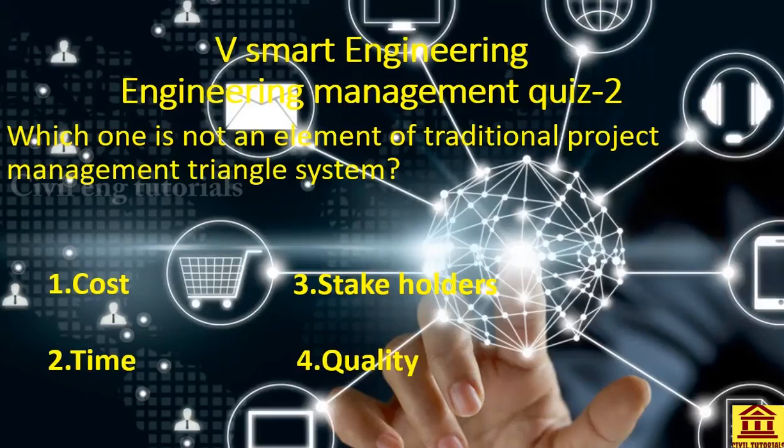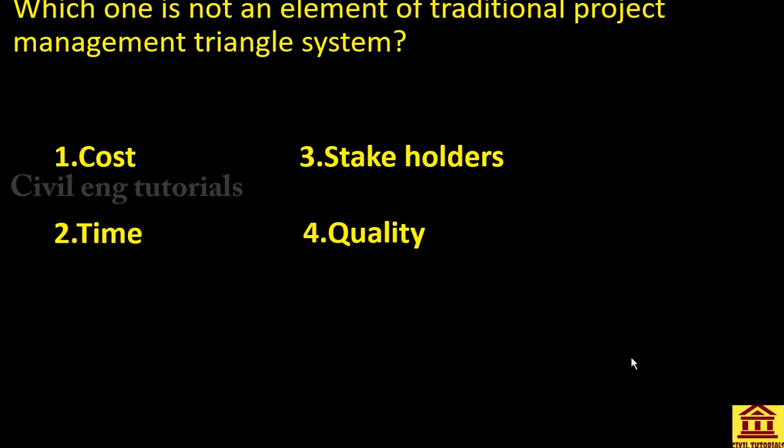So here is our second problem. Which one is not an element of the traditional project management triangle system? Let's go for our problem. In the traditional project management system, there are 3 management areas. So we can draw that triangle. It looks like this. Here's our triangle. It has 3 corners. In these 3 corners, there are 3 management areas.